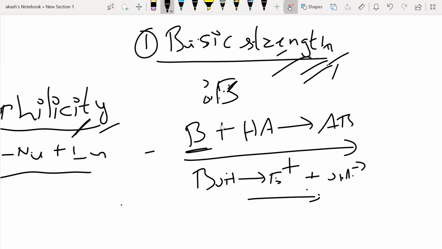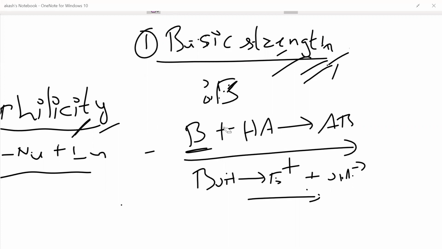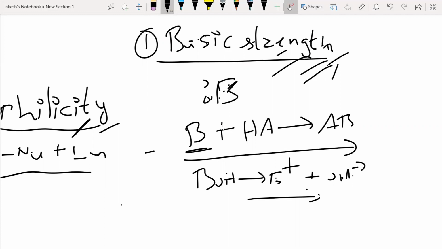But what I can say for sure is that basic strength is directly proportional to nucleophilicity. Obviously, the more the basic strength, the more the ability of this base to donate the lone pair, and the more the nucleophilicity. So if I take some examples, maybe it'll give you a clearer idea.